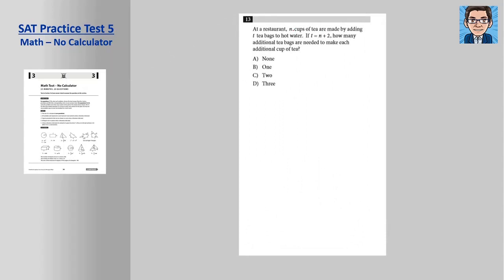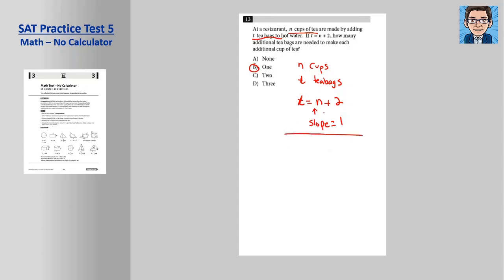Okay, in this problem it says we have n cups of tea that are made out of tea bags. So n cups from tea bags, and it gives us a relationship that t equals n plus 2. How many additional tea bags are needed to make each additional cup? Well, the easiest way to look at this relationship. The relationship between the two variables of how one is affected by the other is determined by the slope. And the slope of this equation is 1. And we get 1 as our answer.